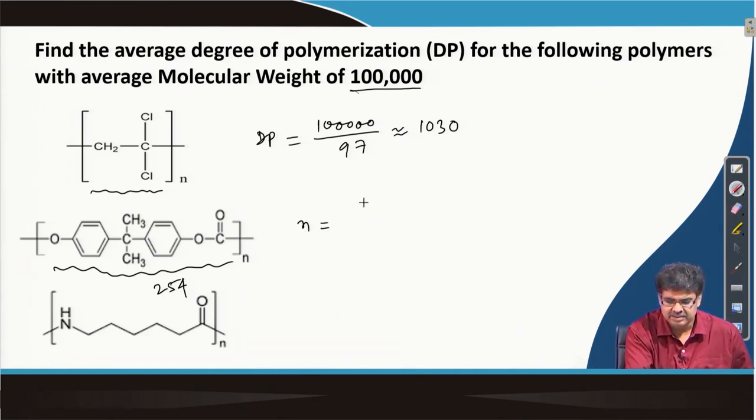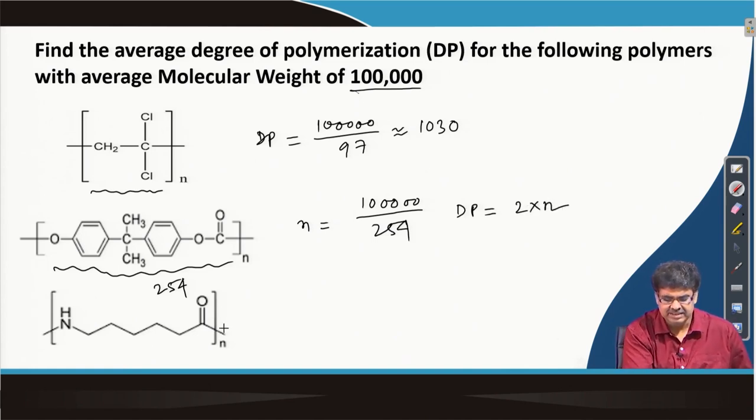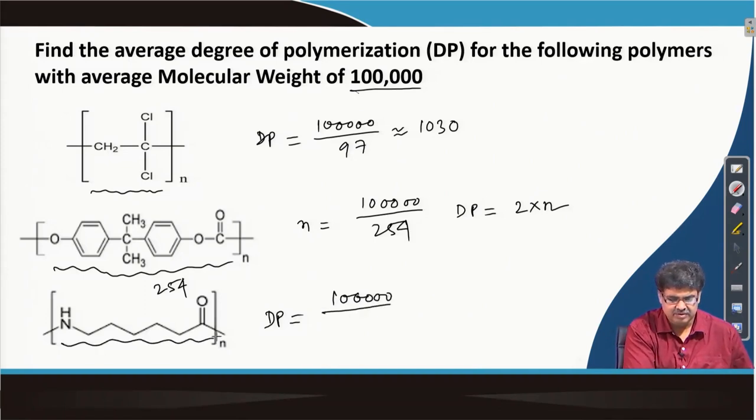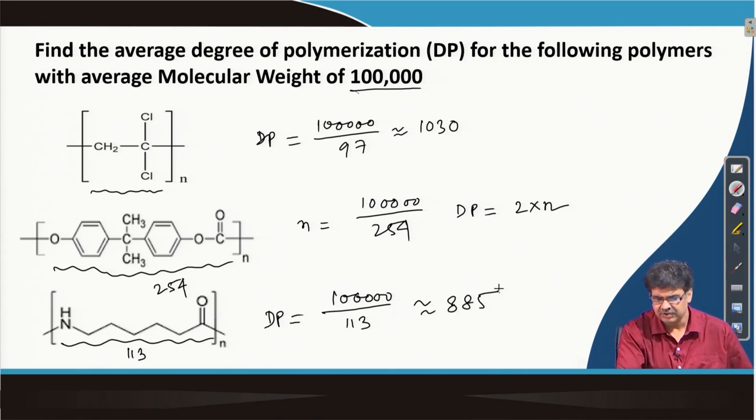So, n would be in this case 1 lakh divided by 254. So, degree of polymerization would be 2 into n. Now, in this case, this is synthesized from a single monomer. So, degree of polymerization would be 1 lakh divided by the molecular weight of the repeat unit 113, which turns out to be 885. So, these are just examples to clarify the calculation of degree of polymerization.